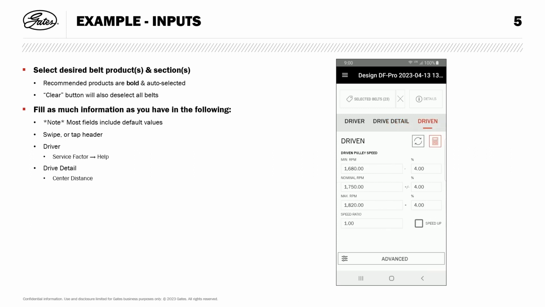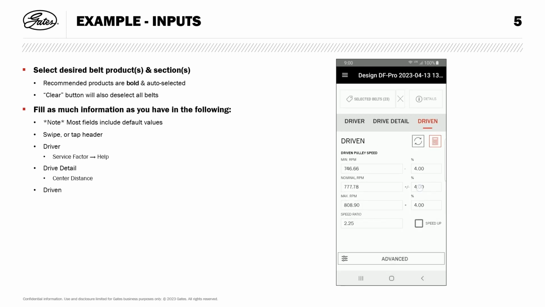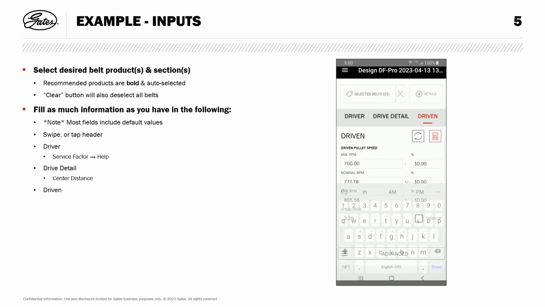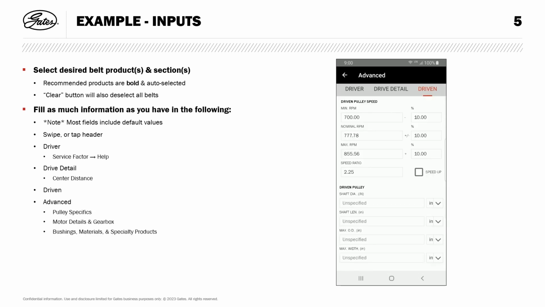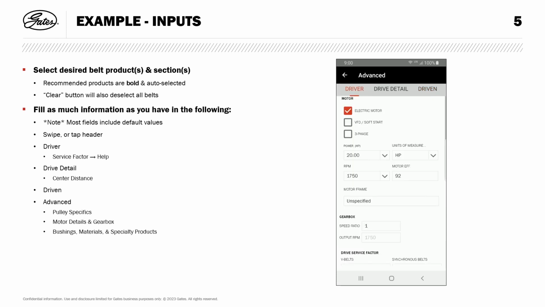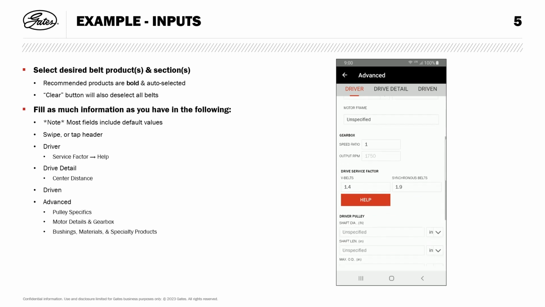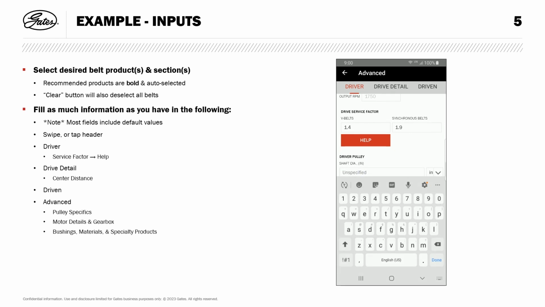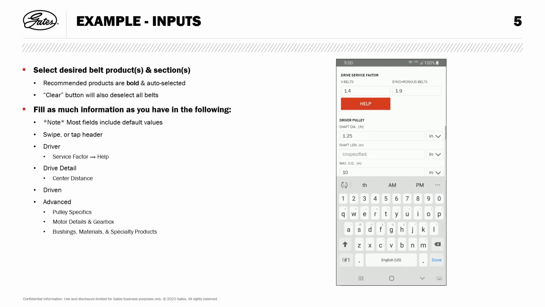I'll tap the Driven tab. In the background, I calculated the speed ratio of the existing drive to be 2.25, so I'll enter that and my 10% tolerance. Now, within the Advanced input screen, I'm going to enter some more details. You'll see that Advanced is set up with tabs, just like the basic inputs. Under Driver, I'll enter the shaft size of 1.25 inches and max pulley OD of 10 inches.